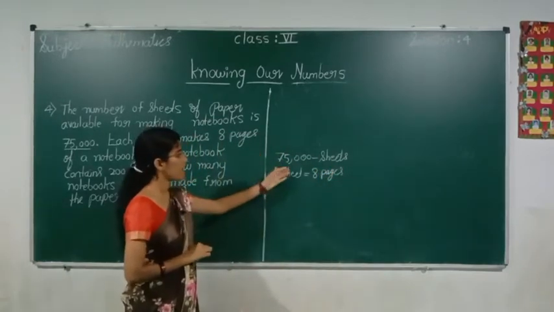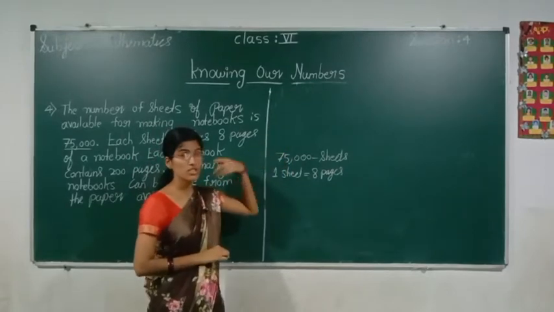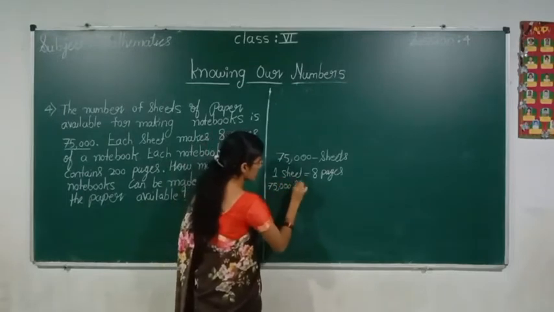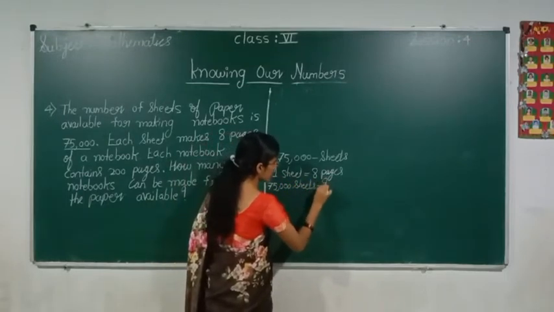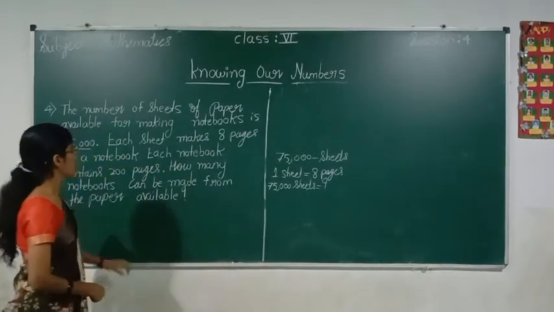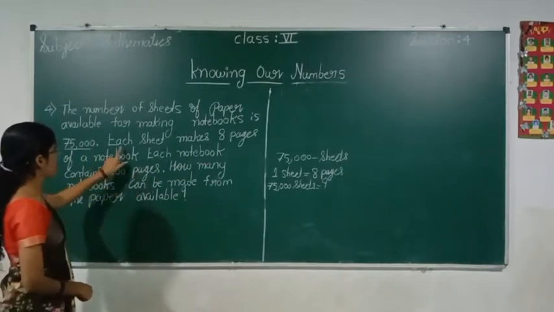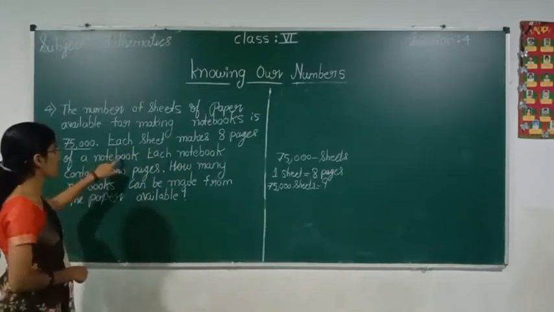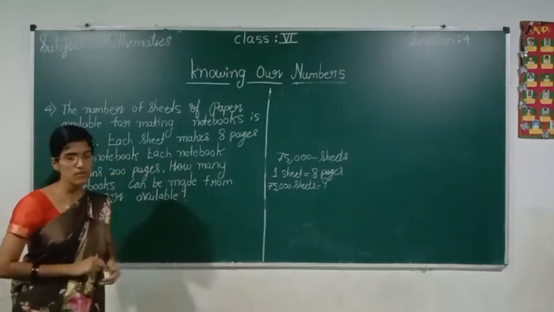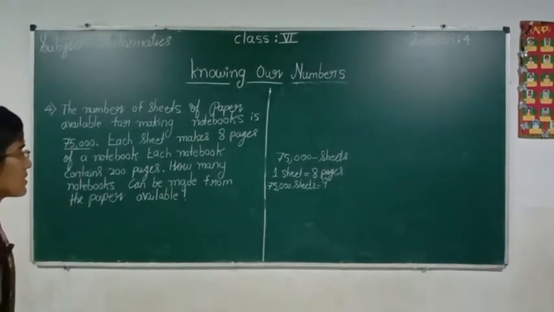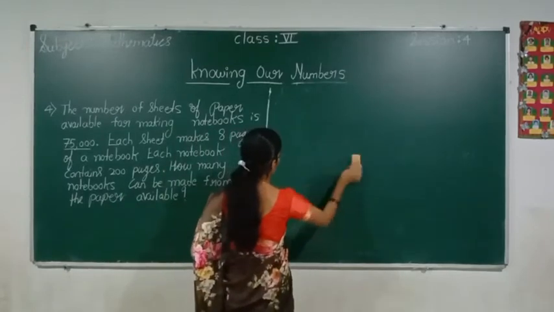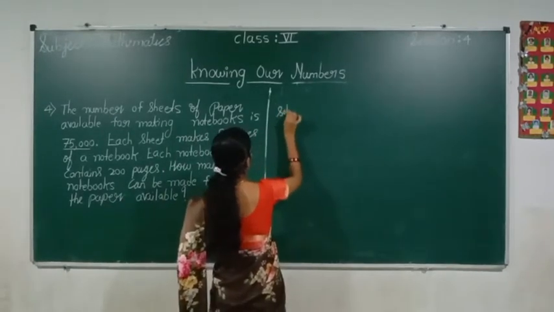Okay, we have 75,000 sheets. Yes or no? Means 75,000 sheets make how many pages? What do we have to do here? Multiplication. Each sheet makes 8 pages of a notebook. Each notebook contains 200 pages. First we will find out this. How many pages will 75,000 sheets contain, we will see. See the solution.